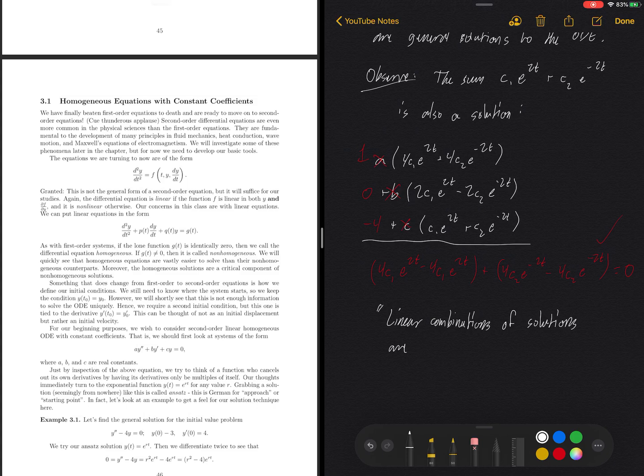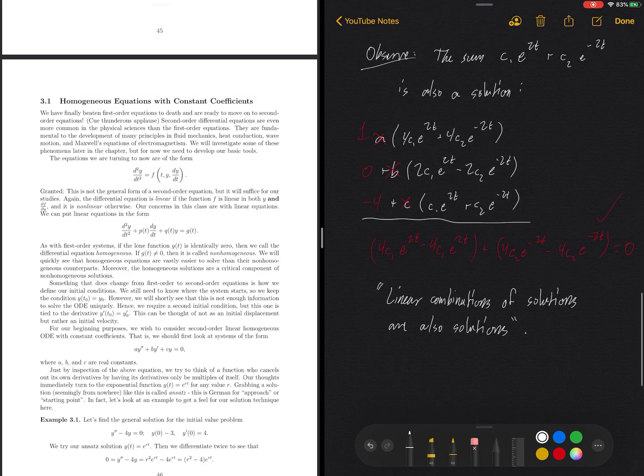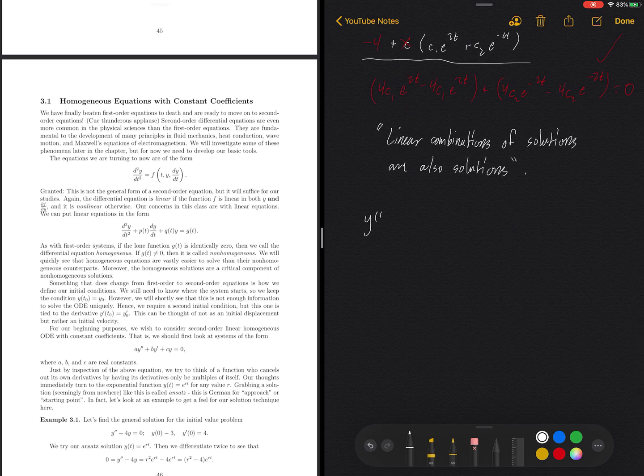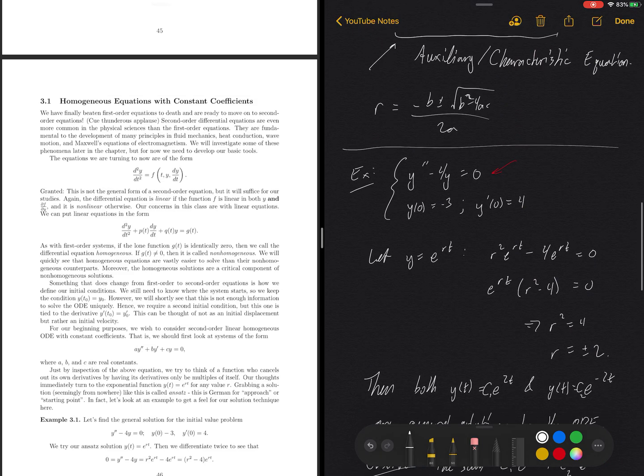So this is stated most simply as: linear combinations of solutions are also solutions. And we will return to this in the next section. That's specifically for linear homogeneous differential equations. But if that's the case, the sum of these guys, so y of t equals c1 e to the 2t plus c2 e to the minus 2t, is the general solution of the differential equation. And we will show that this is as general as we can get. And once we have the general solution, we can start talking about initial value problems to get a particular solution.